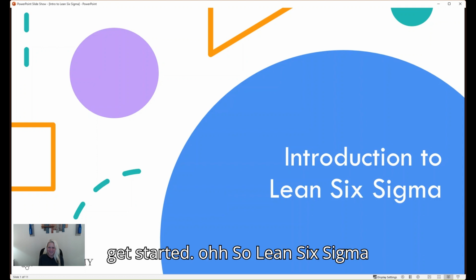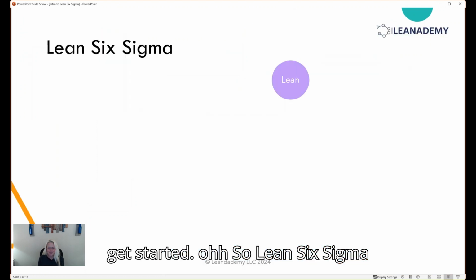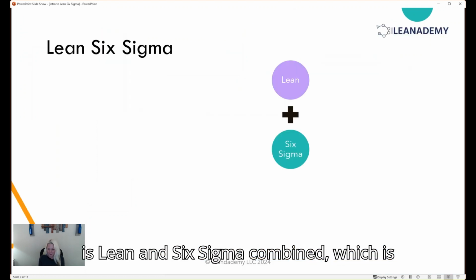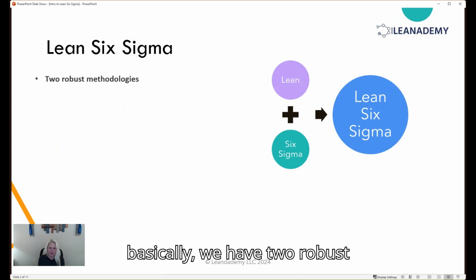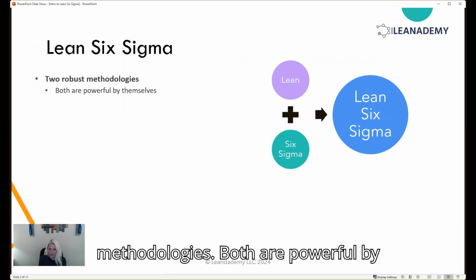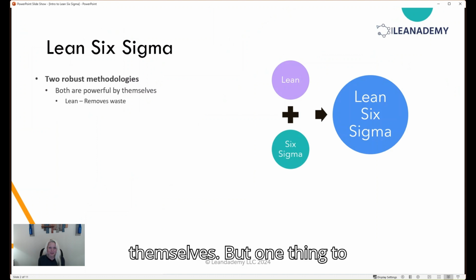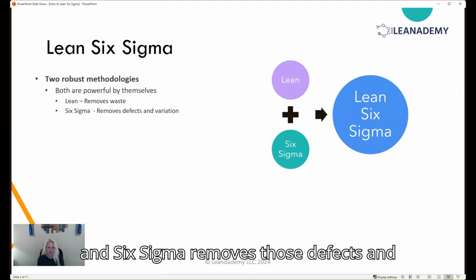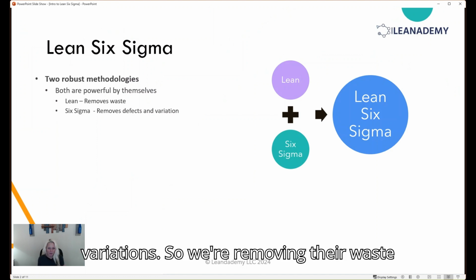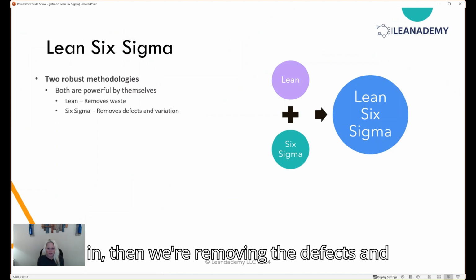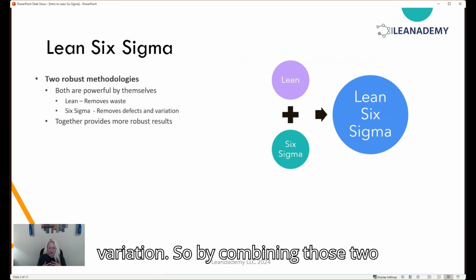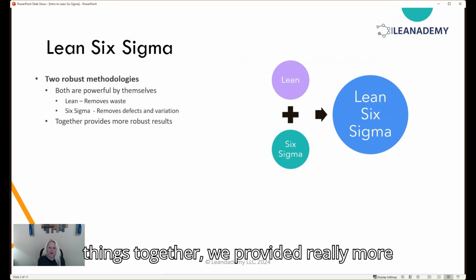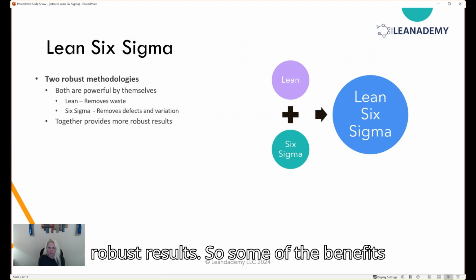So let's get started. Lean Six Sigma is Lean and Six Sigma combined, which is where we get the name Lean Six Sigma. Basically, we have two robust methodologies, both powerful by themselves. But one thing to remember is that Lean removes the waste and Six Sigma removes the defects and variations. So we're removing the waste and then we're removing the defects and variation. By combining those two things together, we provide really more robust results.